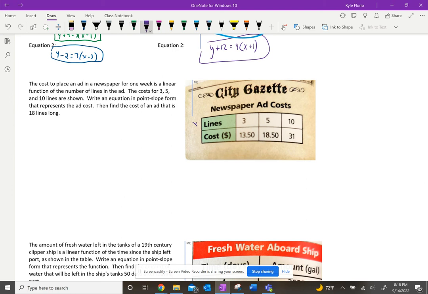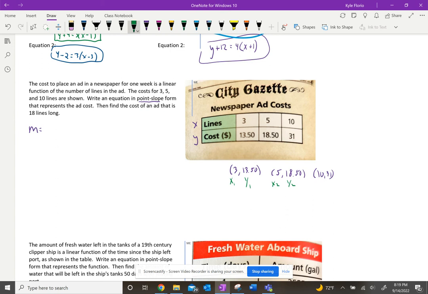So think of this as your x coordinates and your y coordinates. You're actually given 3 coordinates. 3 lines cost $13.50. 5 lines cost $18.50. And 10 lines cost $31. Oh, excuse me, just 31. So you have 3 points. To write the equation in point slope form, you only need one of these points, but you also need the slope. So we have 3 points to choose from, but we need to find the slope. So pick any 2 of these points to find the slope from. And when I did, I used the first ones.